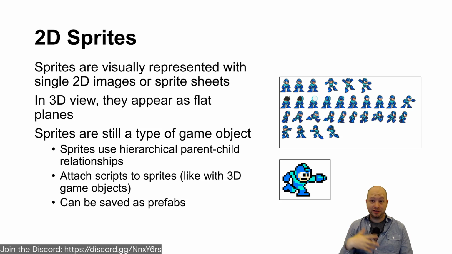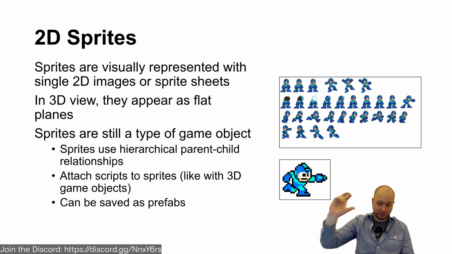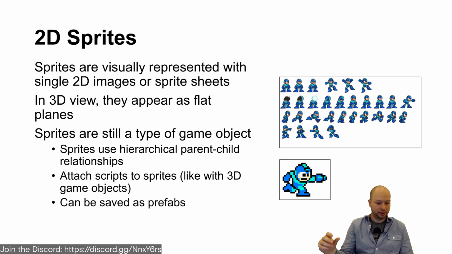As I mentioned, back in the day this was done at the buffer level of the video card, but today it's usually done in the context of a flat quad or a flat object of some kind, be it a triangle or what have you. So yeah, you can do everything with sprites that you can do with 3D objects. You can attach scripts to them. You can set up hierarchical relationships.